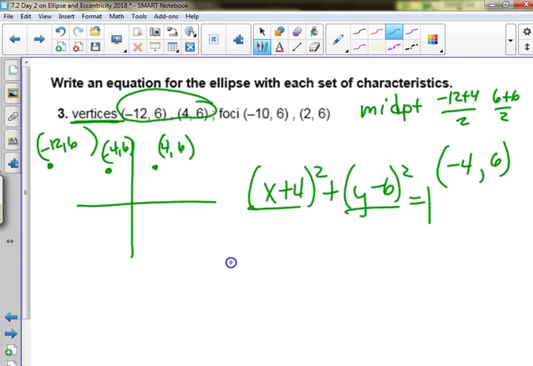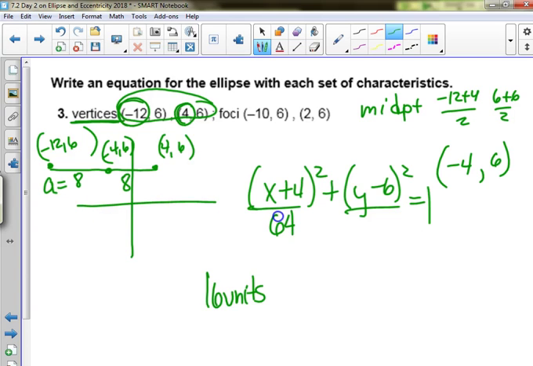You can tell me something else, though. What can you tell me? How long is this major axis from here all the way to here? From negative 12, 6 to positive 4, 6, from negative 12 to 4 is 16 units. But be careful. That means it went 8 each way, and that's going to be the A, right? Because it's the major one where the vertices are. Okay. And it was going out on the x's.